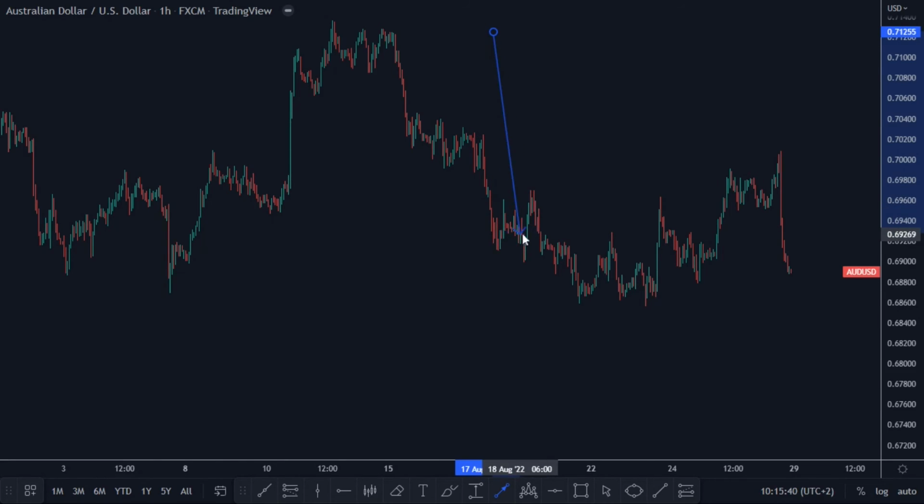After this correction, we got a what? An impulsive move. So let's mark out these corrections and impulsive moves so we can see very clearly what I'm talking about. So this is your correction right here, and then this is your correction. This is your other correction right here, and then here's your other impulse, and then right here we got some kind of what?